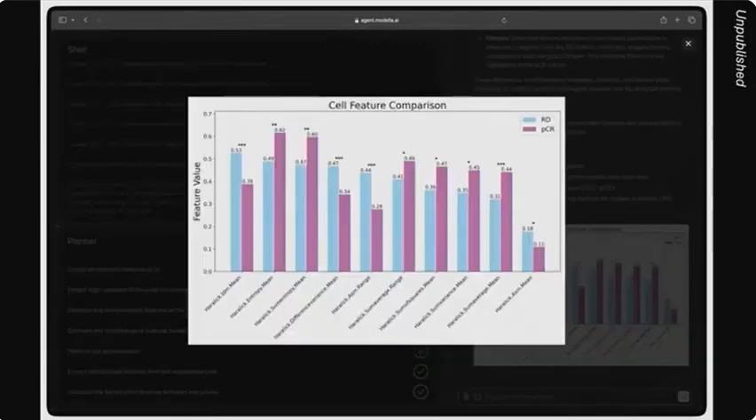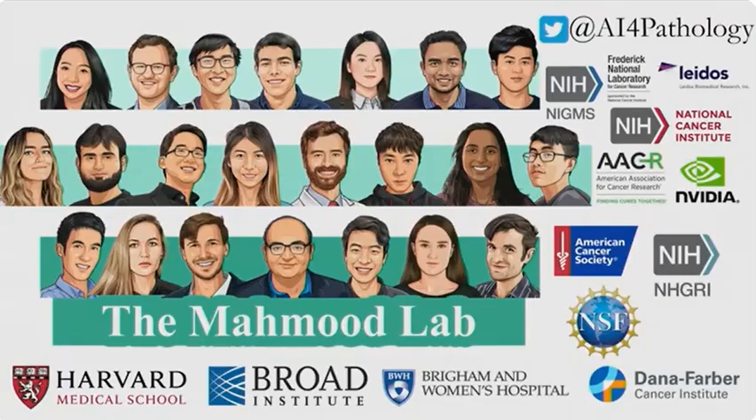So this is quite exciting, and we have this being tested at everything we are scanning at the Brigham and Women's Hospital. And thank you so much.